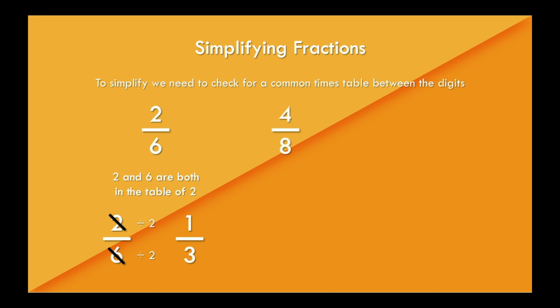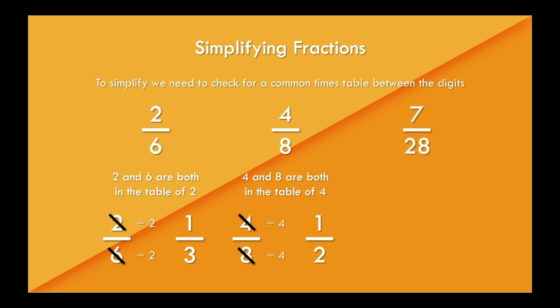Now, for 4 over 8, it's more of the same. We know that 4 and 8 are in the table of 4, so we can divide them by 4. 4 divided by 4 is 1. 8 divided by 4 is 2. So we get a final answer of 1 over 2. 7 and 28 are also in the same times table. 7 divided by 7 gives us 1. 28 divided by 7 gives us 4, giving us a final answer of 1 over 4.